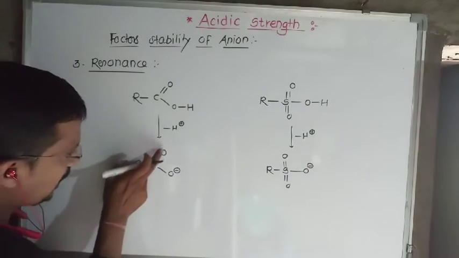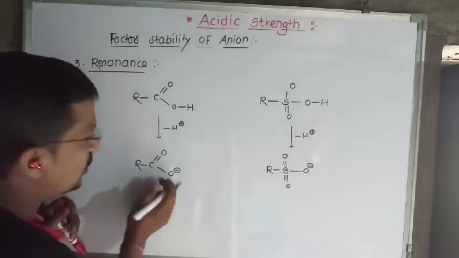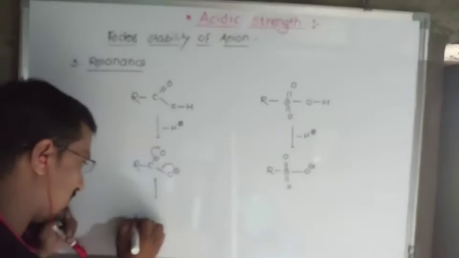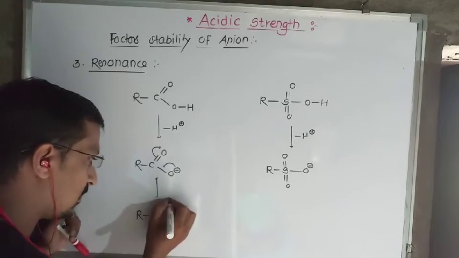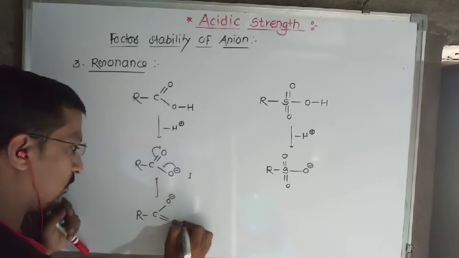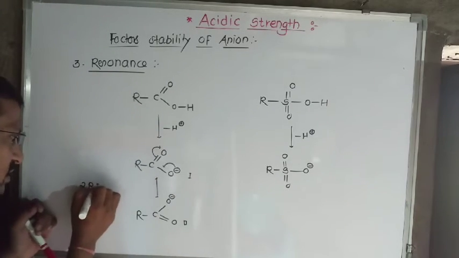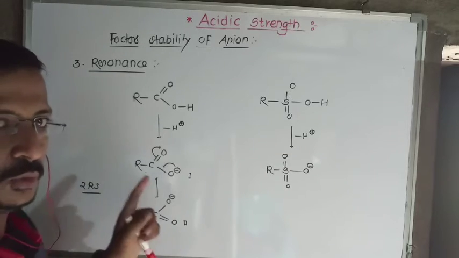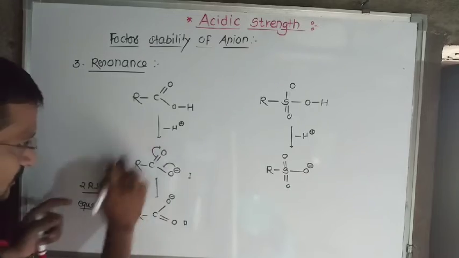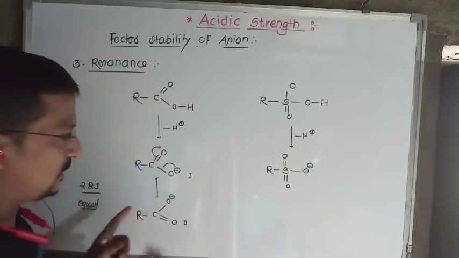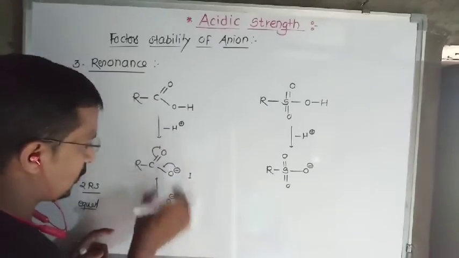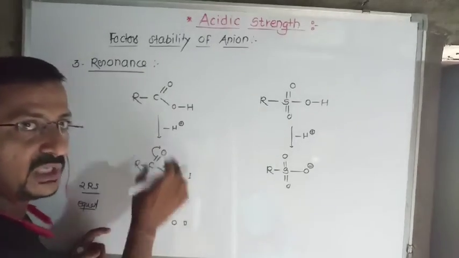Now here, A double bond B, C has a negative charge, so resonance is possible. The structure becomes R dash C single bond oxygen, double bond oxygen. So there are two resonating structures, and these two resonating structures are equal. Remember well, both are equal. Note the change: C single bond O minus in one, and double bond oxygen in the other.